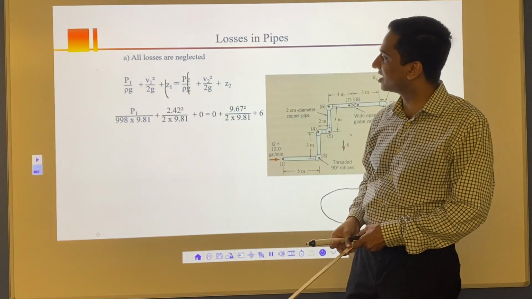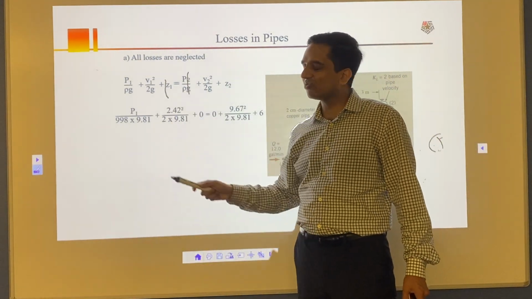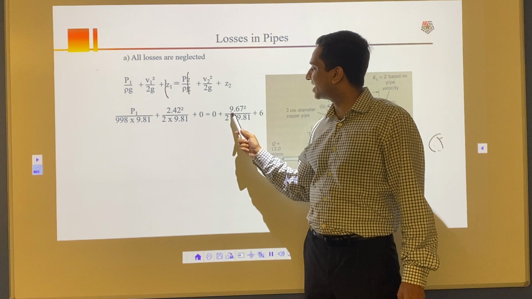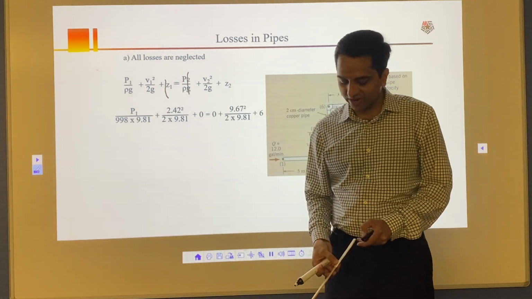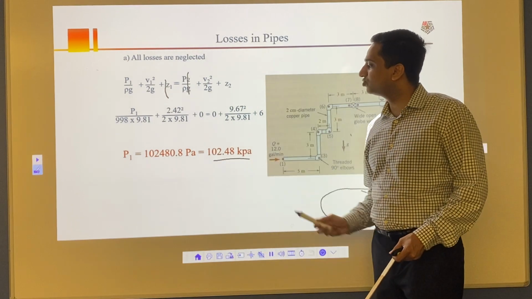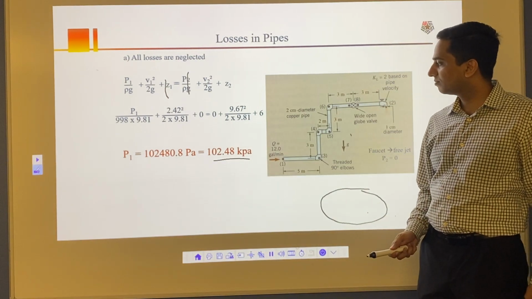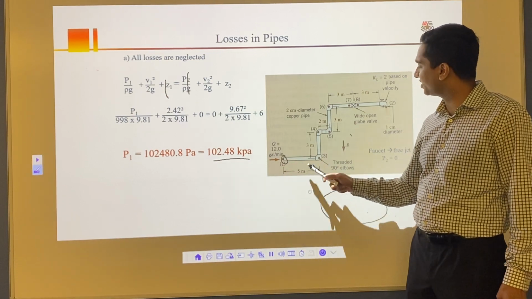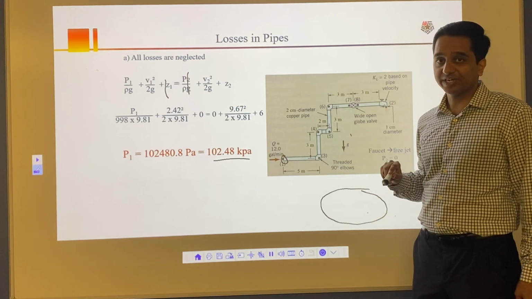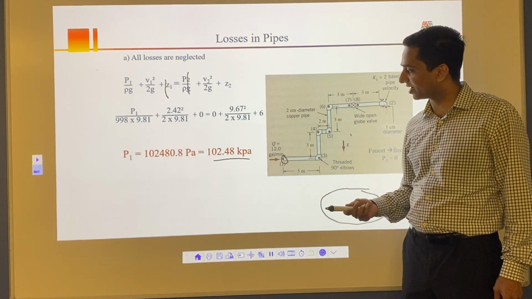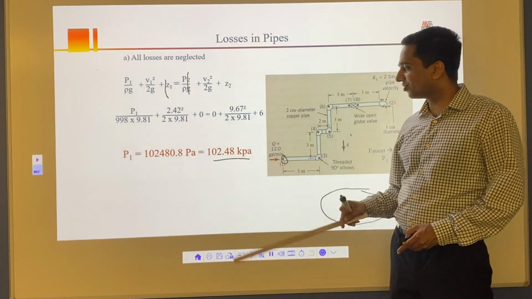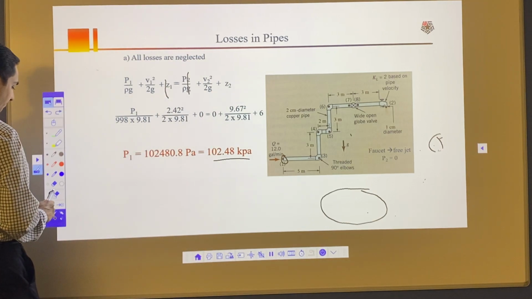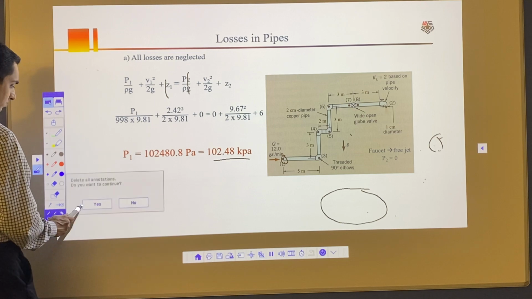So here I'm going to put some values. I need to know P1. My velocity 1 is 2.42, so throughout the pipe the velocity is 2.42. Velocity in the end is 9.67. Do your calculations and you will get the final value for P1: 102,000 pascal, or 102 kilopascal. That's the pressure you are going to need at this point to get water here without any loss. But life is not so perfect. You are going to have some losses there. So that's the first part. The first one is very easy: run the equation and calculate the P1 value.